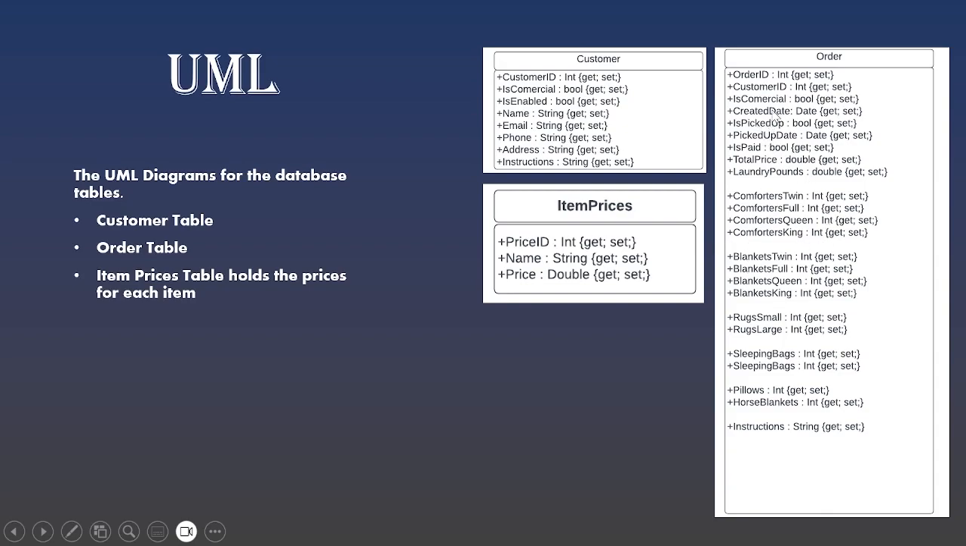The create date is when you create the order. It tells you when it was made. There's an is picked up variable that tells you if it's been picked up. The picked up date tells you when it was picked up. And there's a paid variable that shows if it's paid or not. Total price, so that's calculated from all the items and the is commercial variable together.